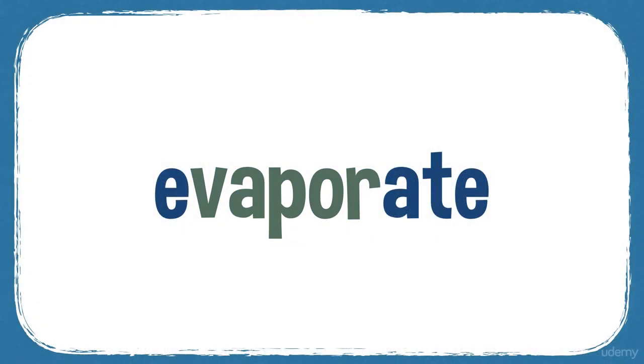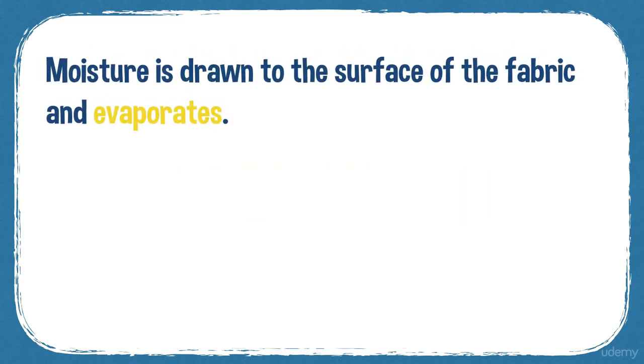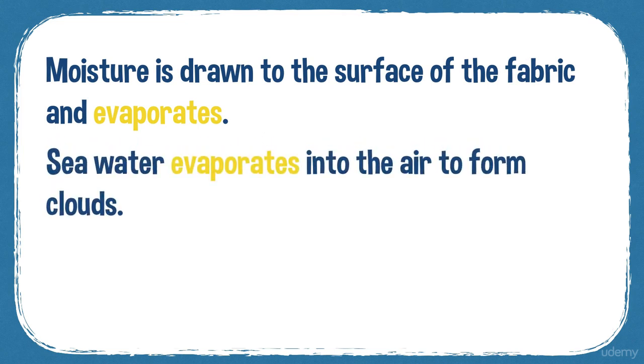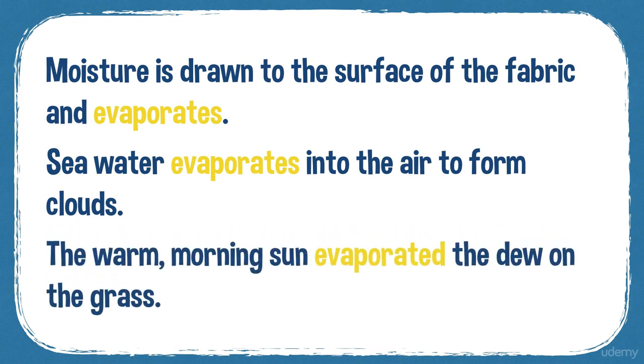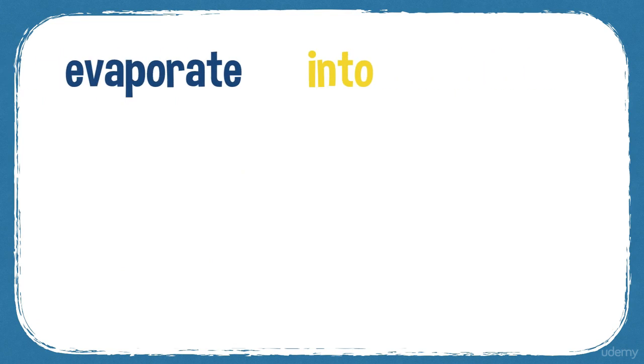I use the word vapor. You can see the word vapor here in the word evaporate. Steam is also called water vapor. So a liquid that turns into a gas is known as a vapor. Evaporate. For example, moisture is drawn to the surface of the fabric and evaporates. Seawater evaporates into the air to form clouds. The warm morning sun evaporated the dew on the grass. The dew. Dew is water that appears on grass early in the morning.